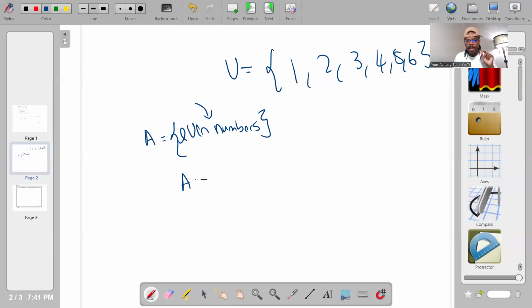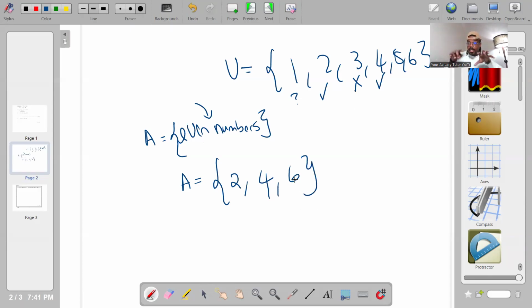So what would be the set in terms of its members? Well, I'm going to look in my universal set and apply that condition. Are you even? No. Are you even? Yes. So he's a member. Are you even? No. Are you even? Yes. And you keep on going. And the last one will be 6. So then I can say set A is a subset of the universal set because all of its members came from the universal set. That makes sense, right?